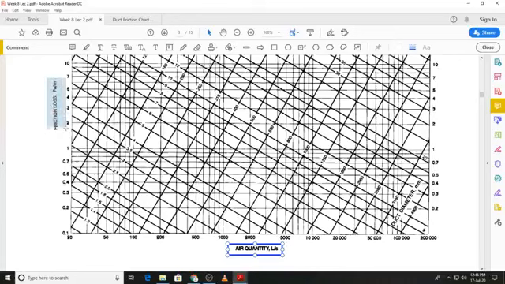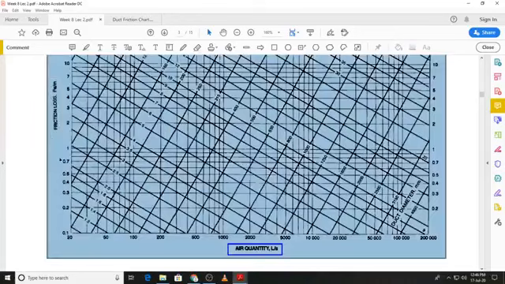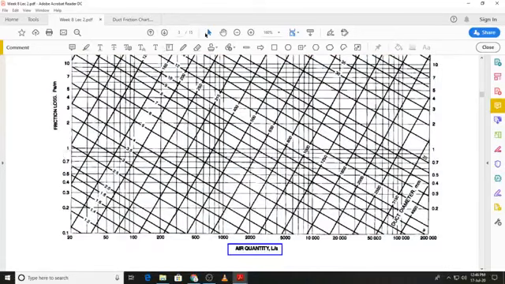So you have the air quantity in liters per second, and you have the friction loss in pascals per meter. So this is the pressure drop per unit length. So if you know the length of a given straight section of a duct, you just multiply this value by the length of the duct to get the total pressure drop.